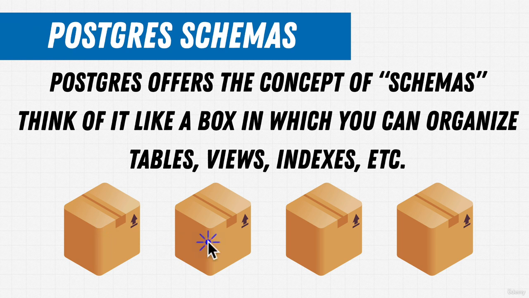And so over here, you can see 4 boxes. And these 4 boxes represent 4 different schemas. And in these boxes, we can organize tables, views, indexes, types. We can basically say, hey, these are separate from each other. And why would we want to do that?